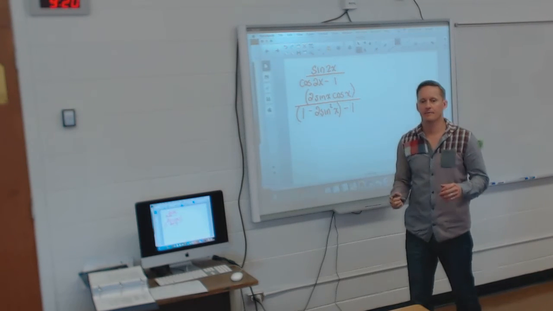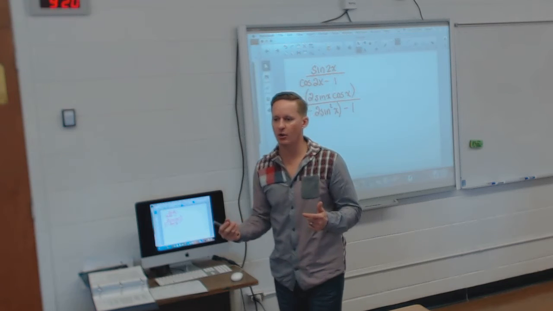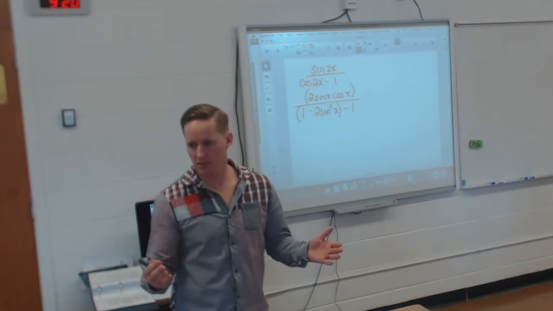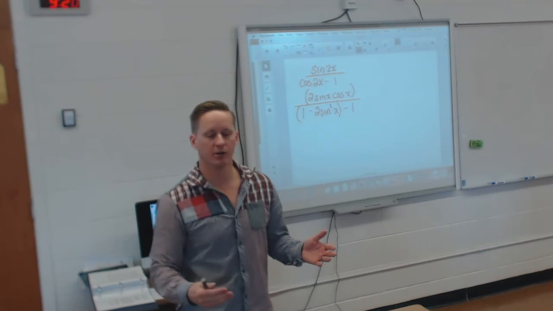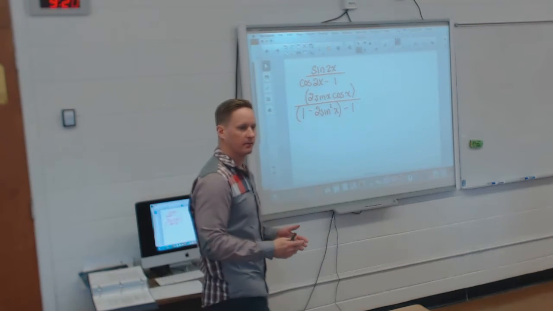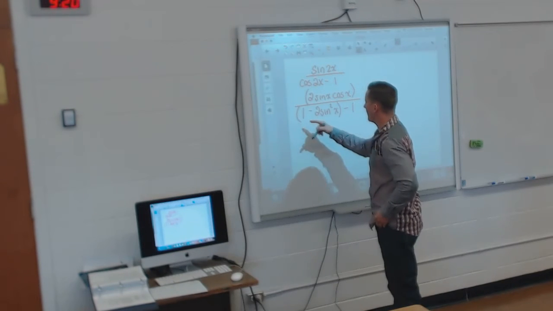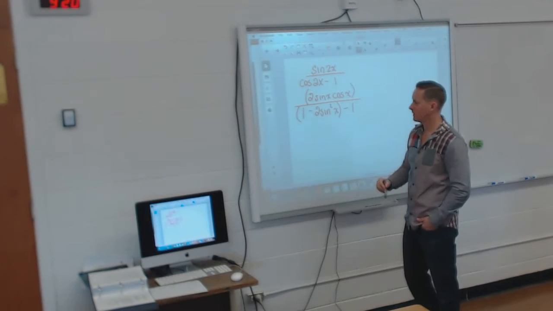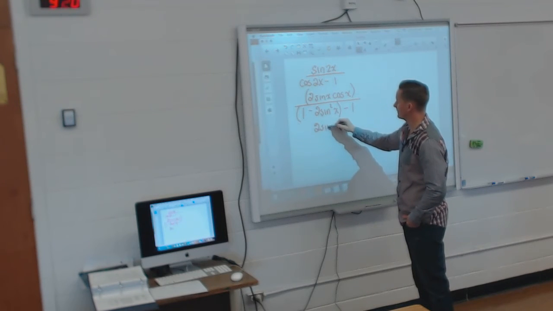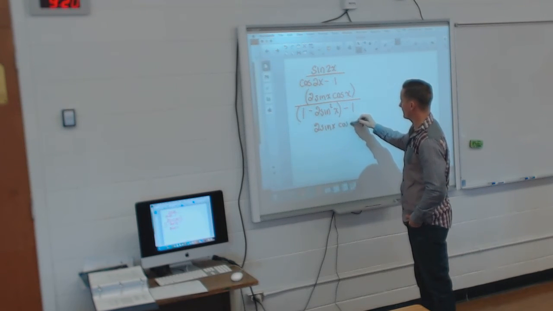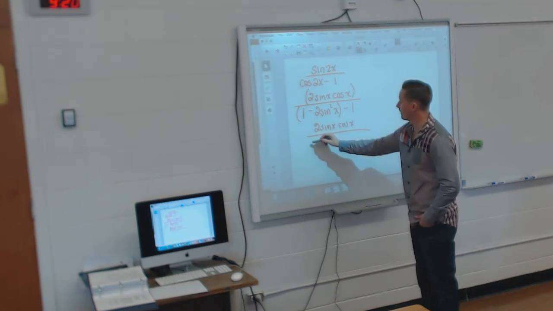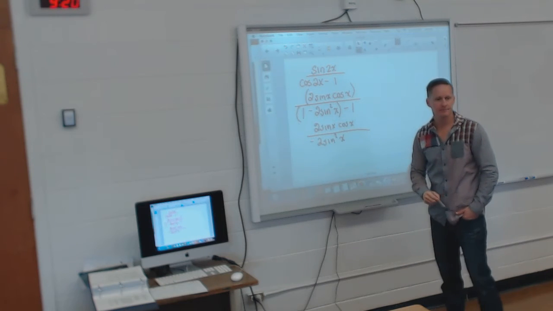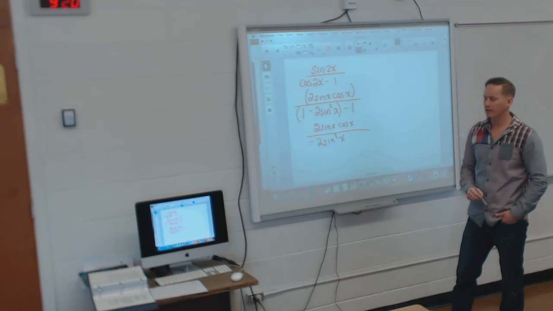And again, I cheated here because of knowledge. I want to get rid of that 1, so that's the reason I used that one. I could have used any of them to get rid of it. So now what am I left with? If I get rid of these brackets, I got 1 subtract 1, which is 0. So I've got 2 sine x cos x over negative 2 sine squared x, right? Correct?